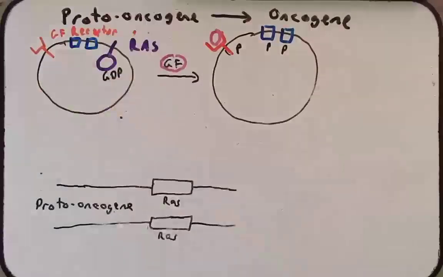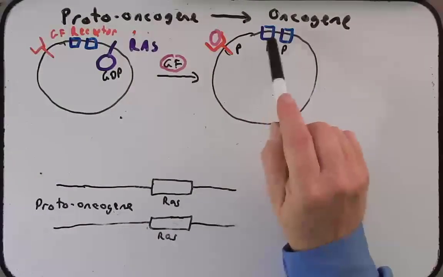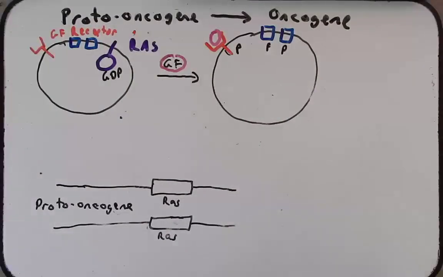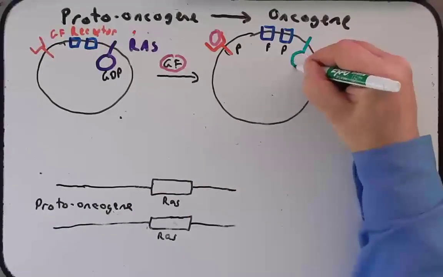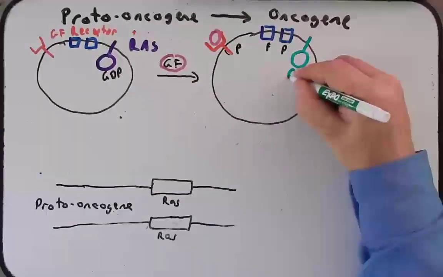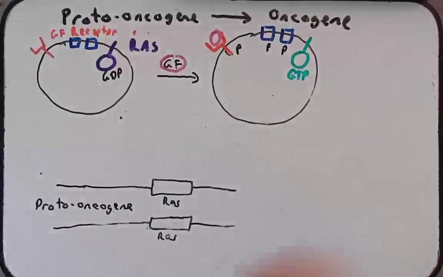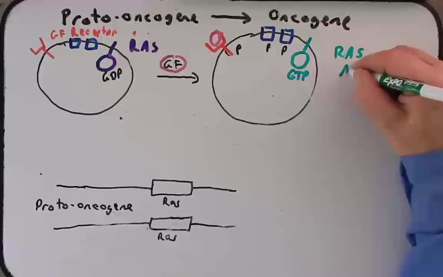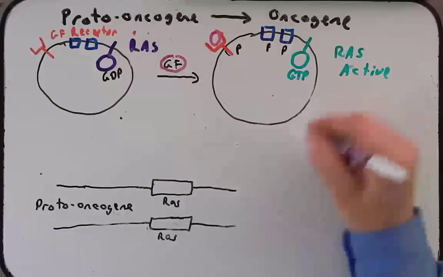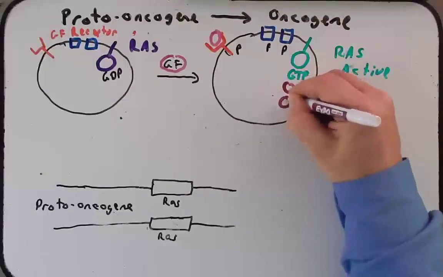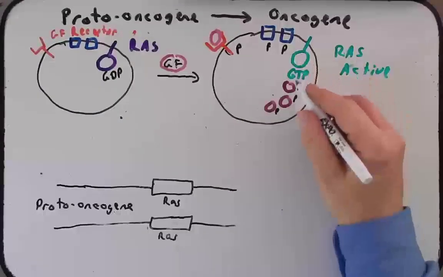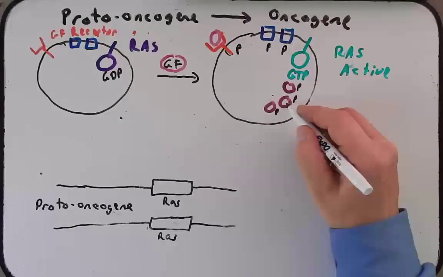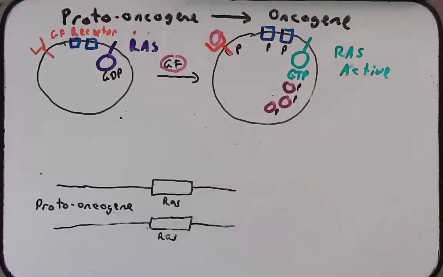They're inactive, they're just hanging out there. Growth factor binds, causes phosphorylation, it phosphorylates these targets, and ultimately that will change the shape of our RAS in such a way that it releases the GDP and now binds GTP. And now RAS is active. Once it's active, it's going to phosphorylate a series of proteins that I'm just going to draw like this. We call this a kinase cascade because each of these is a kinase that will phosphorylate the next. And the last one that gets phosphorylated will enter the nucleus.